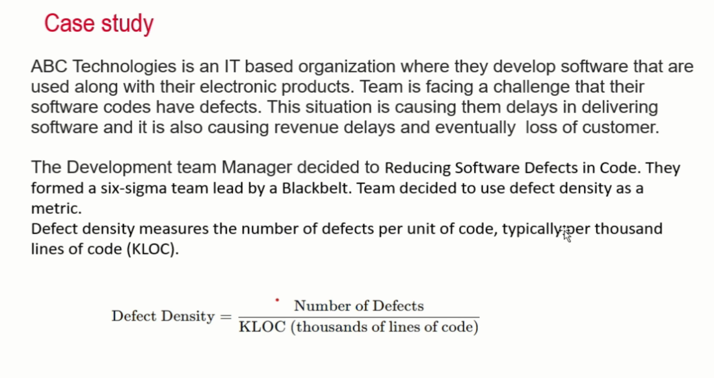The team decided to reduce the defect density as a metric. Defect density measures the number of defects per unit of code, typically per 1000 lines of code, which is KLOC. The formula of defect density is equal to the number of defects divided by KLOC, thousands of lines of code.